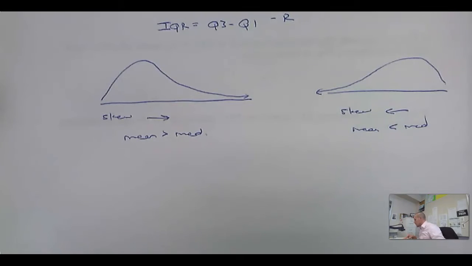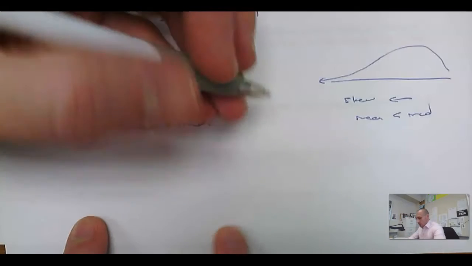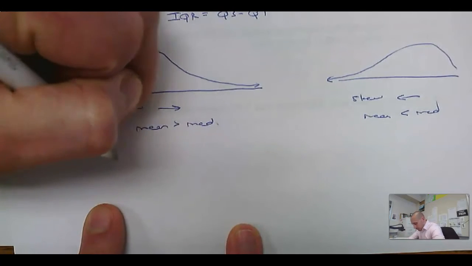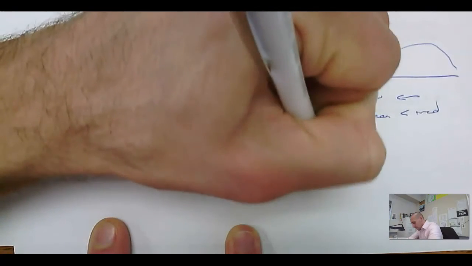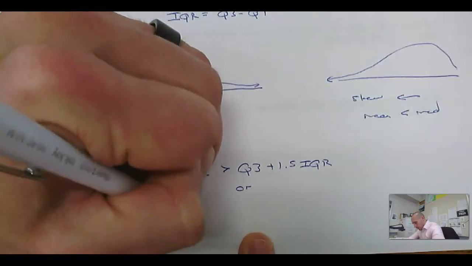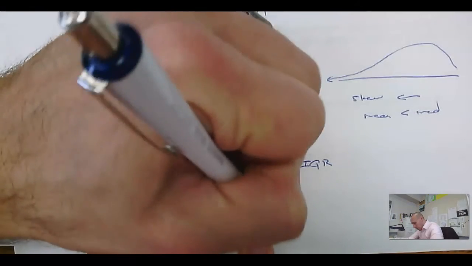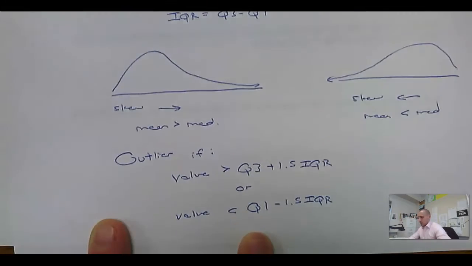Then we got into box plots and rules for outliers. To determine if something is an outlier, a value is an outlier if it is greater than the third quartile plus 1.5 times the IQR, or less than quartile 1 minus 1.5 times the IQR. That's how you determine if something is an outlier or not.